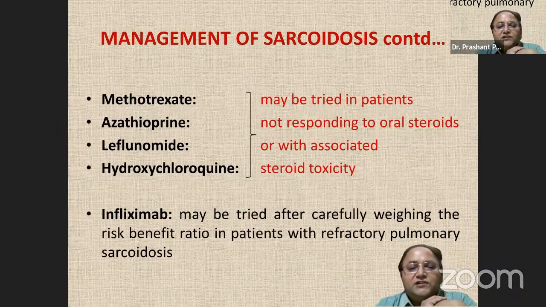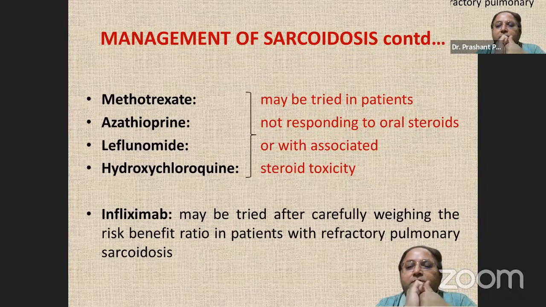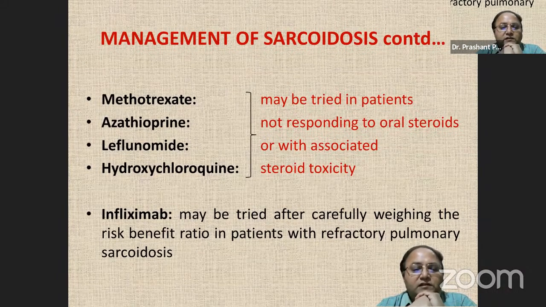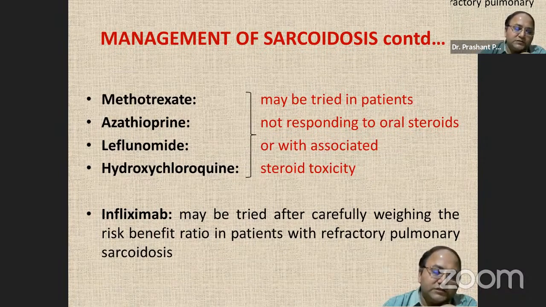What are the other agents used in sarcoidosis? Methotrexate, azathioprine, leflunomide, hydroxychloroquine. They may be tried in patients not responding to oral steroids or with associated steroid toxicity. Infliximab may be tried after carefully weighing the risk-benefit ratio in patients with refractory pulmonary sarcoidosis.